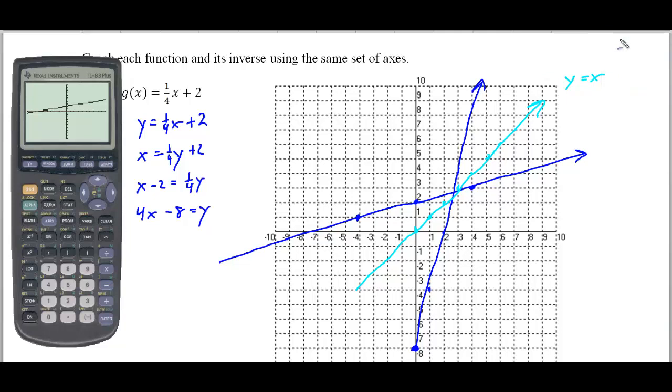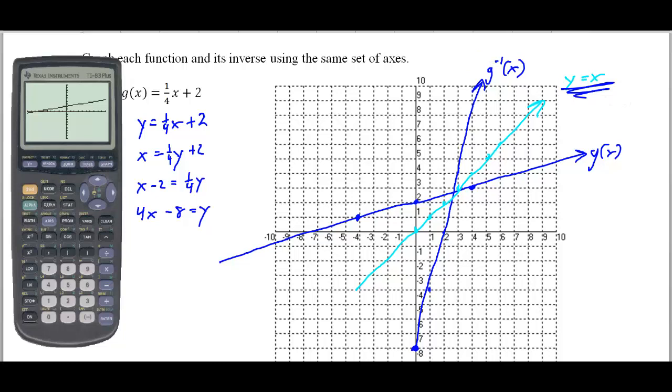Alright, so this is my original g of x here. Here's my g of x, and here's the inverse of g of x, and you can see that it's a reflection over this blue y equals x line, and that's where maybe some of your geometry comes at you.